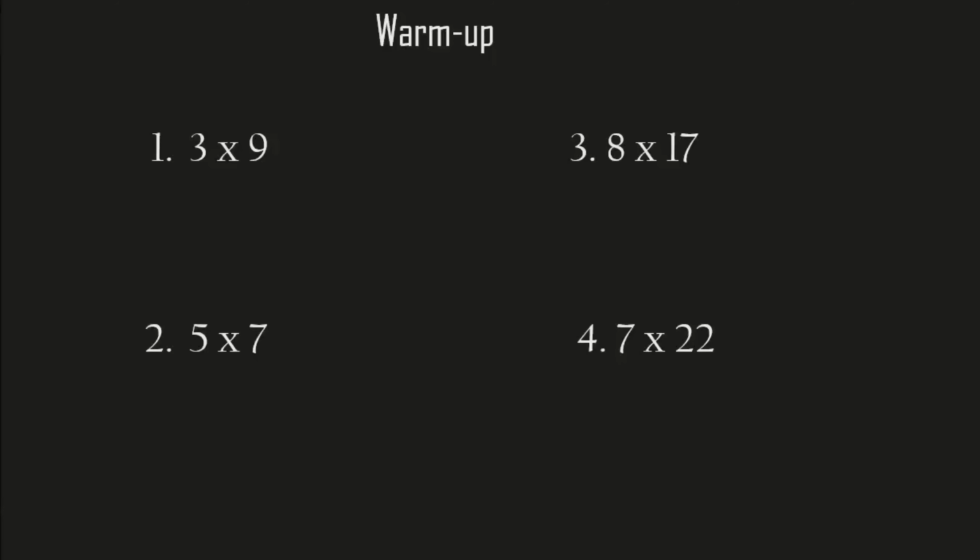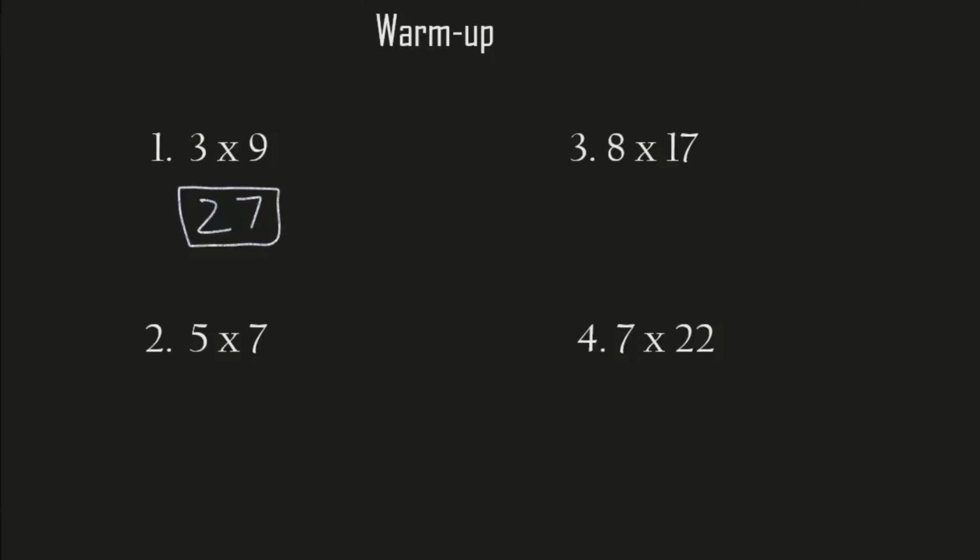I'm pretty sure all of you know how to multiply single digit numbers and multiply single digit numbers by double digit numbers, or 2 digit numbers. I'll just show you the answers for these. So 9 times 3. 9 times 1 is 9. 9 times 2 is 18. And 9 times 3 is 27. So our answer here is 27.